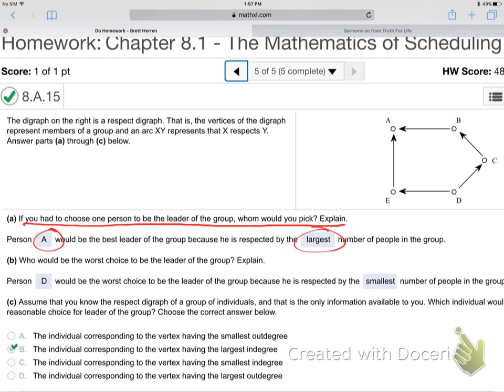Who would be the worst choice? D, because D has the smallest. Who respects D? Nobody. Nobody's pointing to D. D is not respected.